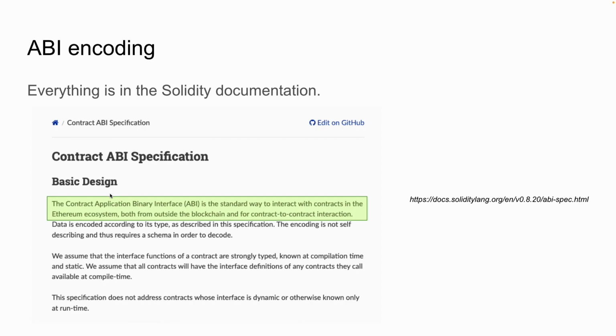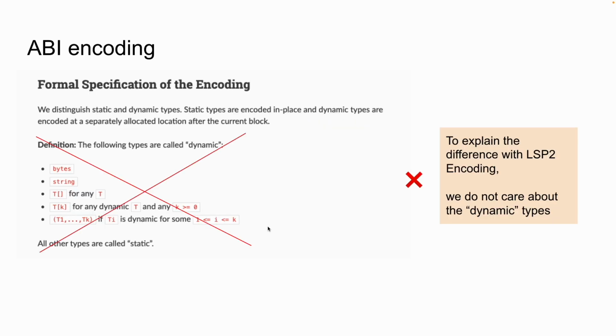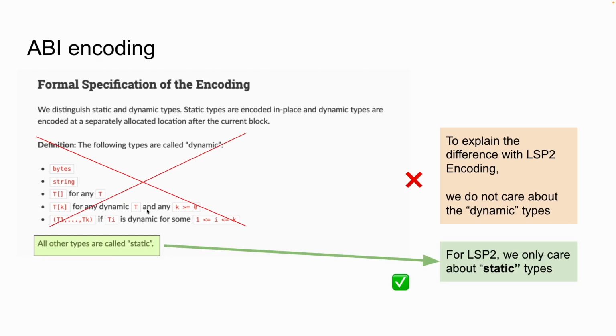You will see the first sentence that defines the ABI: it's the standard way, the encoding format used for encoding contract interaction. As we have seen in this video, we are not going to look at dynamic types, meaning any types that are arrays, except for bytes and string, which have a specific case in a specific place in LSP2. We will just look at static types, meaning types that are static at compile time, that we know have a specific length.